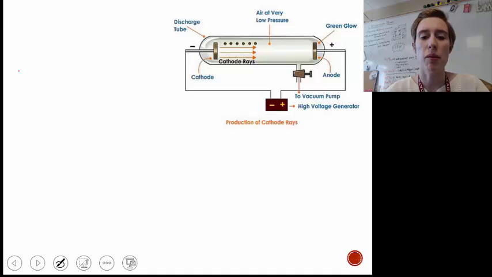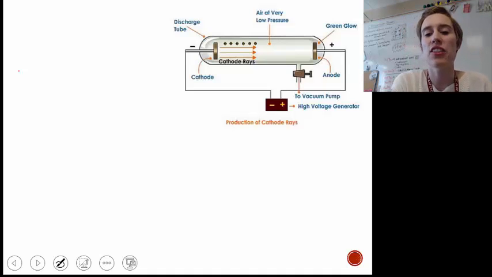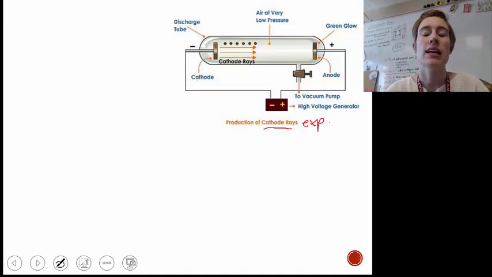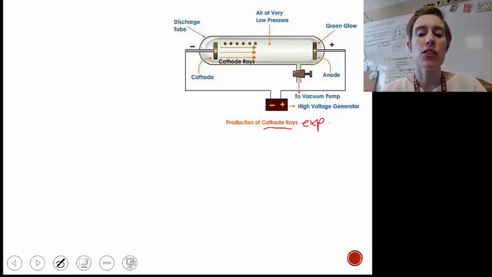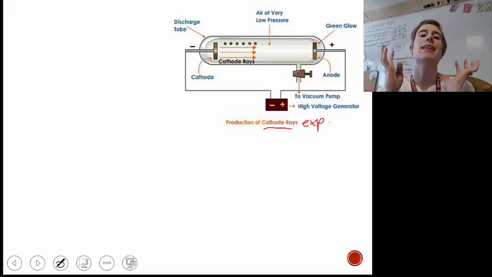J.J. Thompson came up, I almost said J.J. Watt. J.J. Thompson came up with the cathode ray experiment. Write that down or highlight that. The cathode ray experiment, that's a term that you will have to know on a test. The cathode ray experiment basically worked like this.